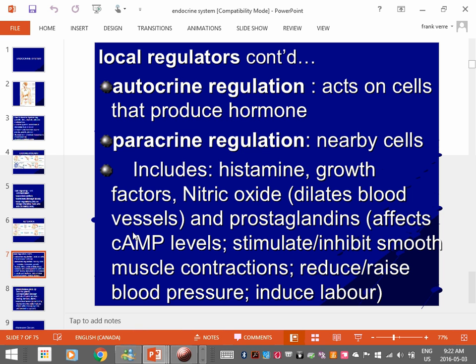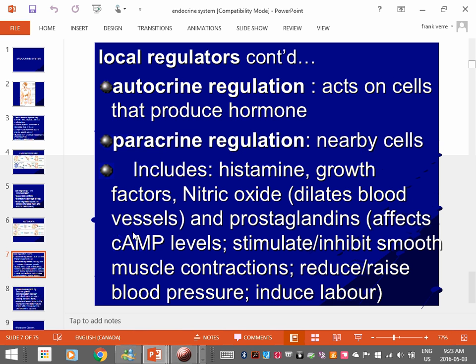Histamine. You ever heard of that? What's histamine? You ever take an antihistamine? Why would you take an antihistamine? Because you have what? An allergic reaction. So we'll talk about histamine when we get to the immune system.